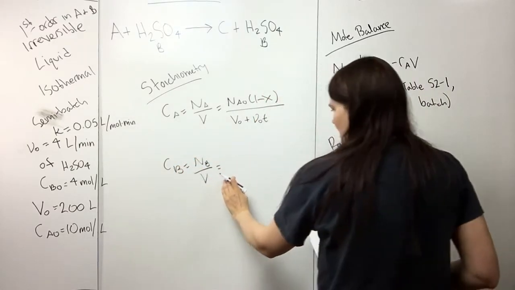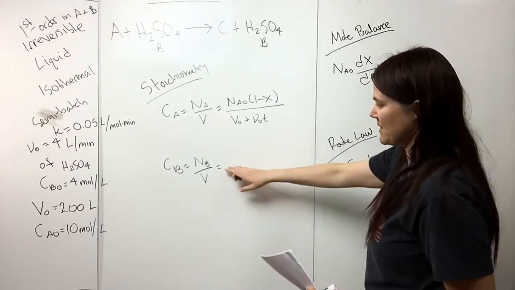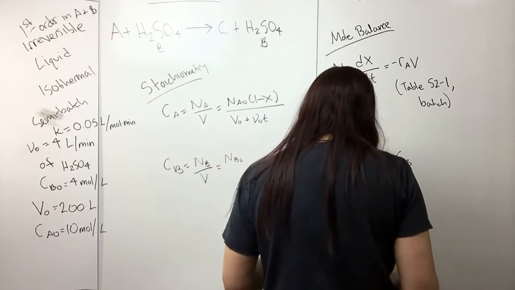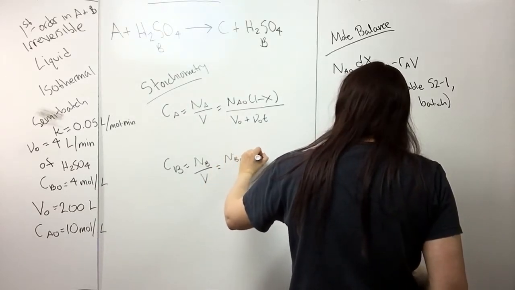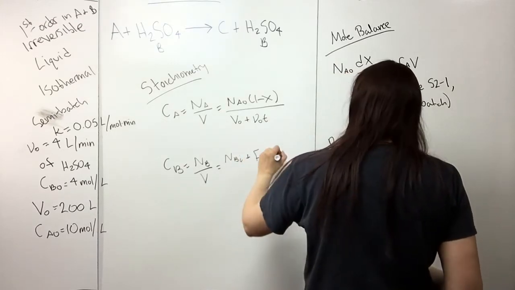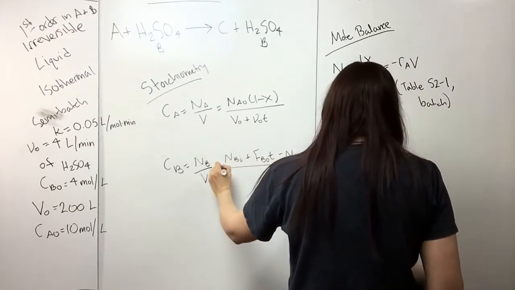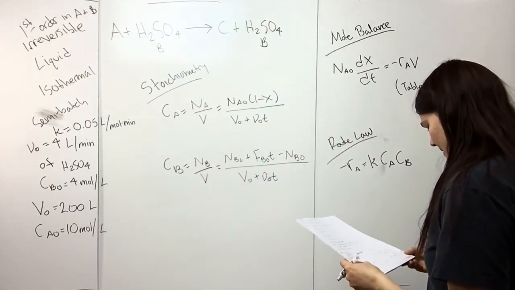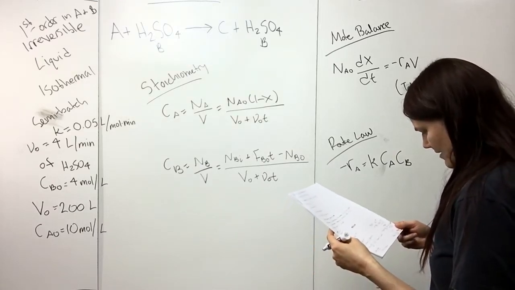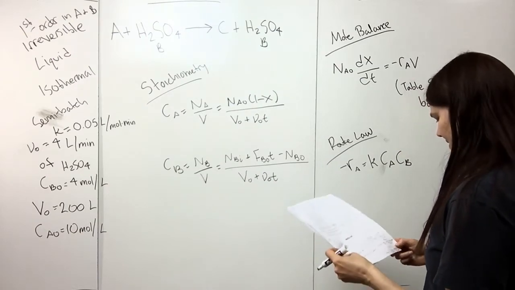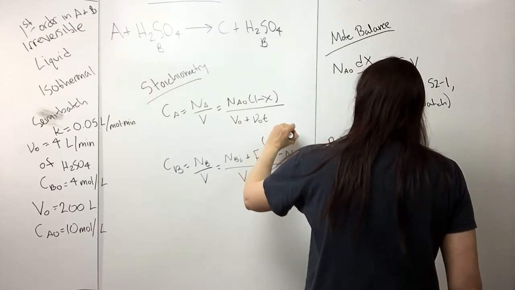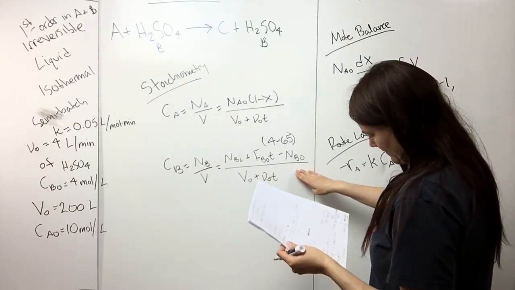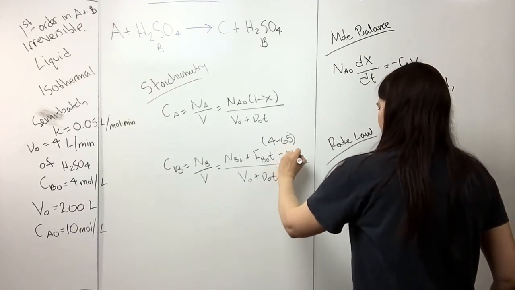And so this is where things get a little bit different with the semi-batch, because we're adding B. So we have NB initial plus FB naught multiplied by time, minus what was there initially, and then we have the same thing for volume, so V naught plus V naught T. This is equation 4-65 in case you want to go look at it to see where this came from. Oh, this is Na naught X.